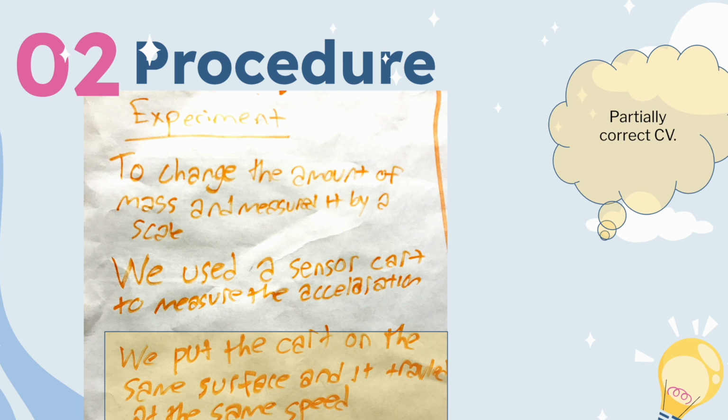They put the cart on the same surface every time, but it did not travel at the same speed. In fact, acceleration was your dependent variable. It should have changed when you made things more massive. So the speed can't have been kept constant. That's not a control variable. If they had shortened their sentence and we said that we put the cart on the same surface every time, then they would have got full points for the control.